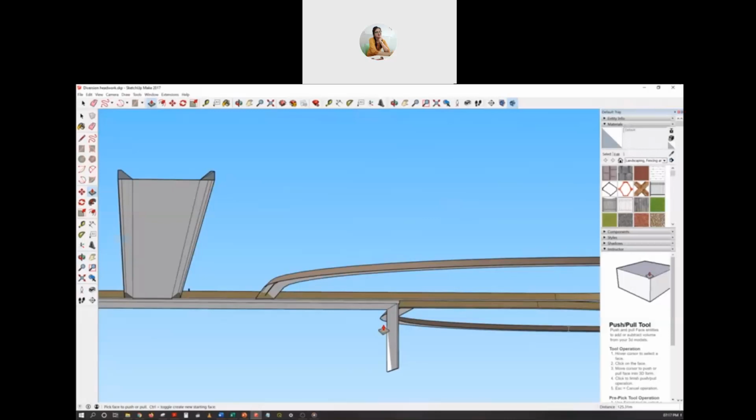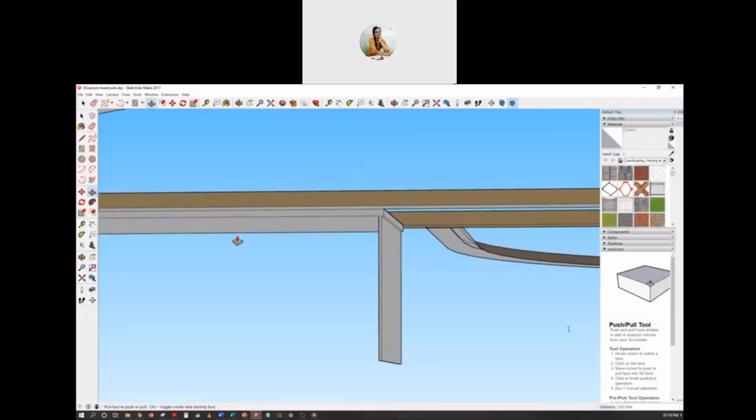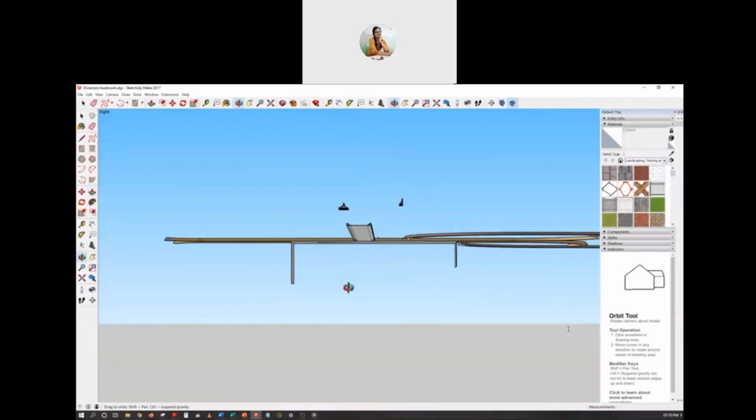A similar sheet pile can be provided at the downstream end also. Actually, it must be provided in the downstream, which we are going to learn after some classes. So here also we are providing another sheet pile. So these are called cutoff walls.